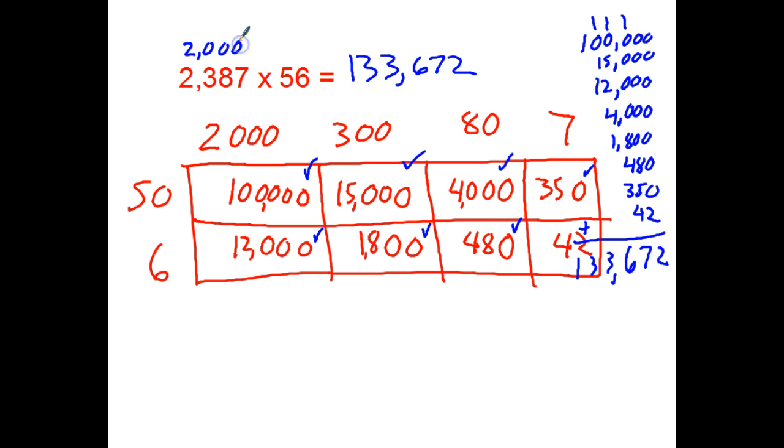Just a real fast double check to see if that kind of makes sense. If I rounded that off, it's going to 2,000. If I rounded this off, it's going to 60. So that would be 1, 2, 3, 4 zeros. And 2 times 6 is 12. So I would expect an answer around 120,000. So that seems like a reasonable answer.